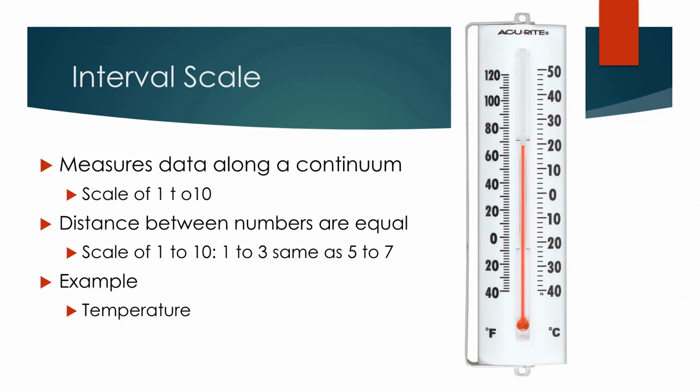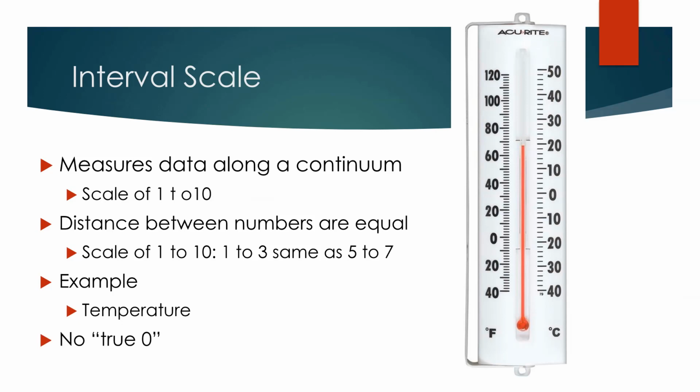Another example I like to use is temperature, right? The distance from 10 degrees to 20 degrees is the same distance as 20 to 30 degrees, and the same distance from 80 to 90 degrees. It's 10-degree differences, right? 1 degree to 2 degrees is a 1 degree difference. 2 to 3 degrees is a 1 degree difference. So the thing about an interval scale is that we now have data on a continuum where each point on the continuum is equally distant from the point next to it. All the numbers are equally distant from each other.